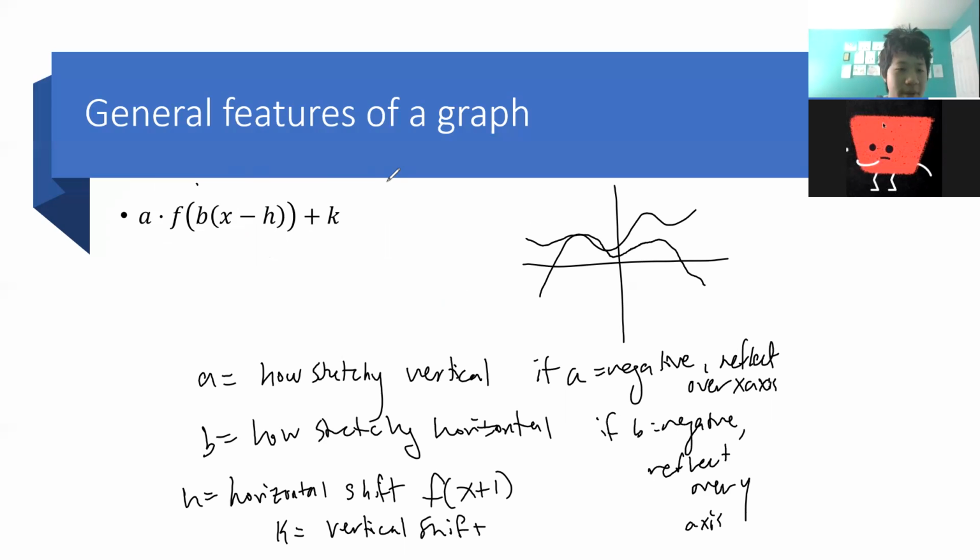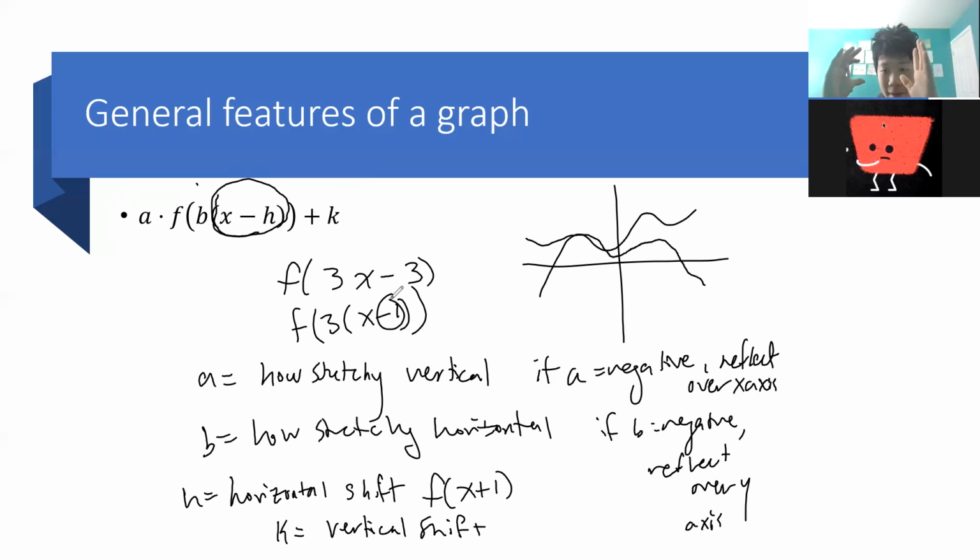So another thing to remember is that b is multiplying x minus h as a whole. So if you had f of 3x minus 3, you have to factor the b out first before you can determine what h is. This is not a shift of 3 to the right. No, you have to get rid of this 3. You've got to factor out the b first. So 3x minus 1, and then now you know it's a horizontal shift by 1. So you have to factor out the b before you can get the shift.